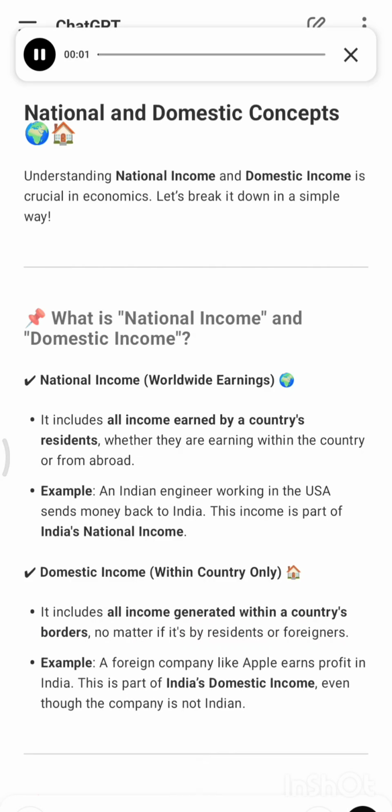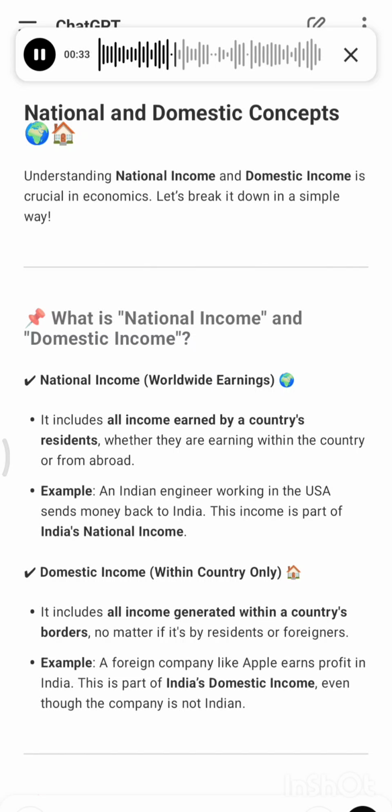National and domestic concepts. Understanding national income and domestic income is crucial in economics. Let's break it down in a simple way. What is national income and domestic income? National income, worldwide earnings. It includes all income earned by a country's residents, whether they are earning within the country or from abroad. Example, an Indian engineer working in the USA sends money back to India. This income is part of India's national income.